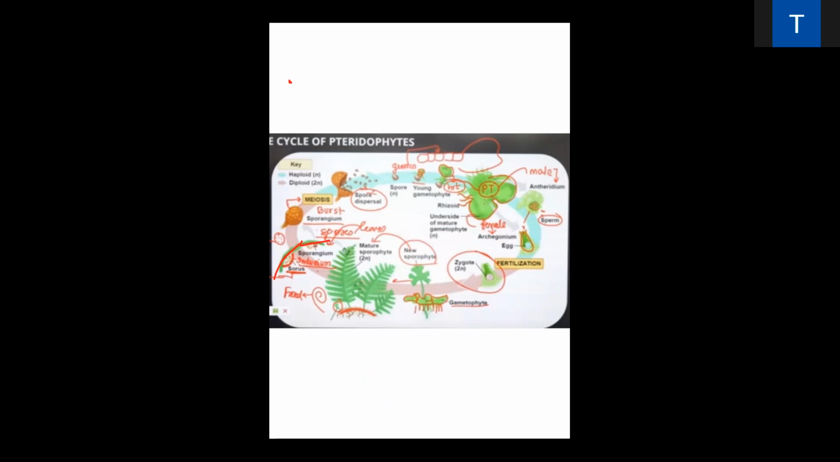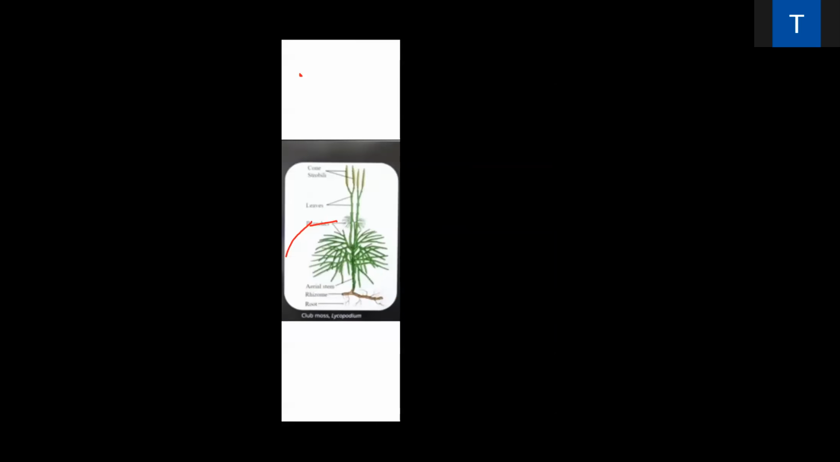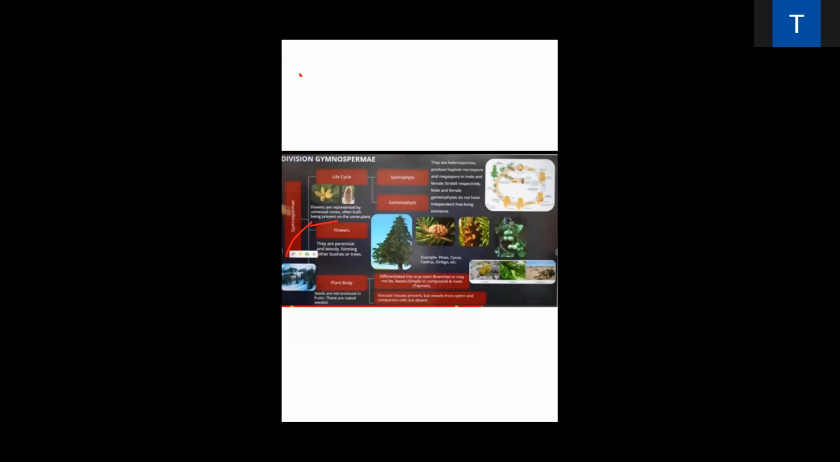But the immature sporophyte depends on the gametophyte. Next is the division of gymnosperm. This is the division of gymnosperm. That is the flowering plant. Gymnosperm is a flowering plant. Let us move ahead. It is very, very important.